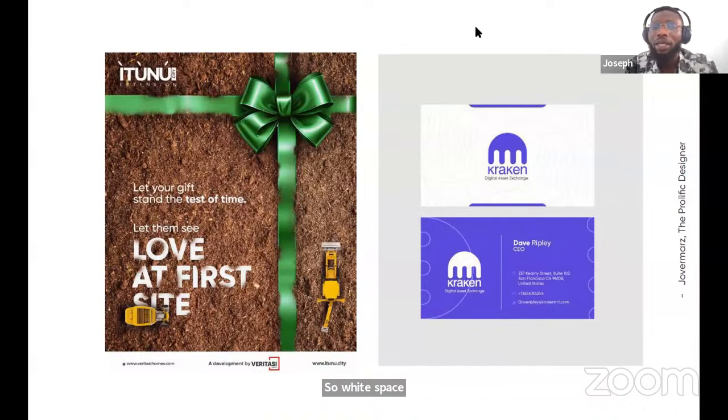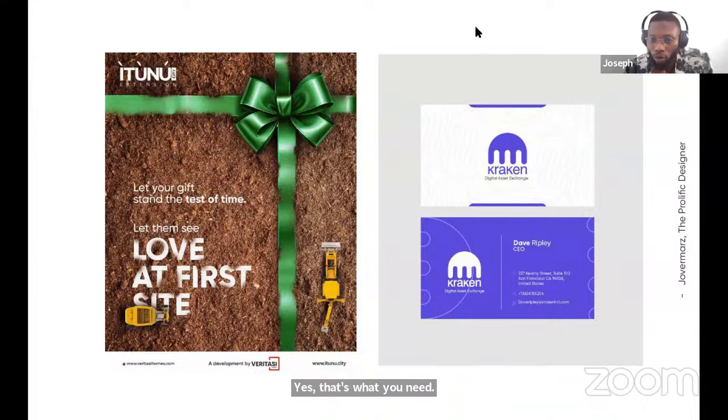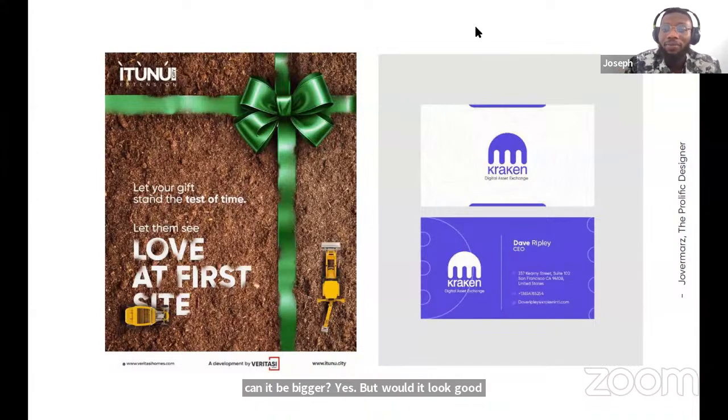The text can now be very small because you're trying to use enough space. Is this legible enough? Yes. That's all you need. Can it be bigger? Yes. But would it look good? Another question to ask. Do you get?